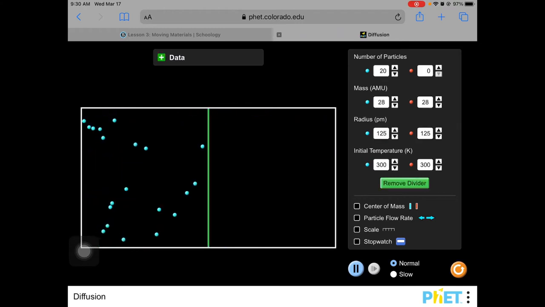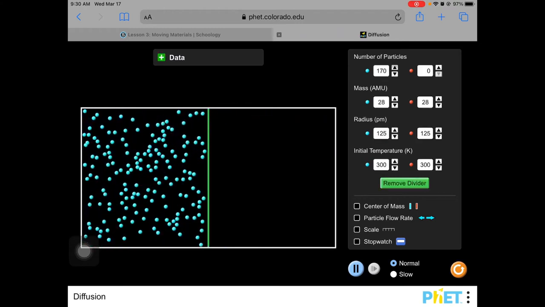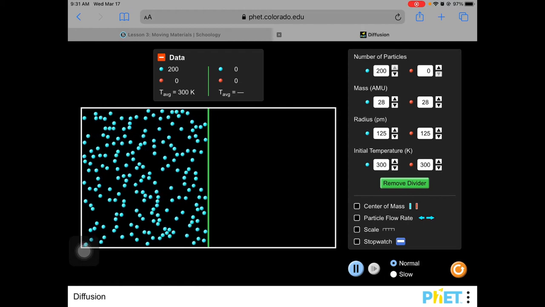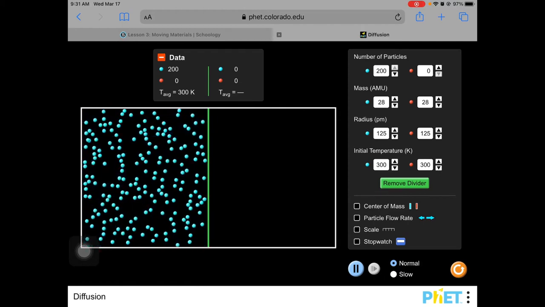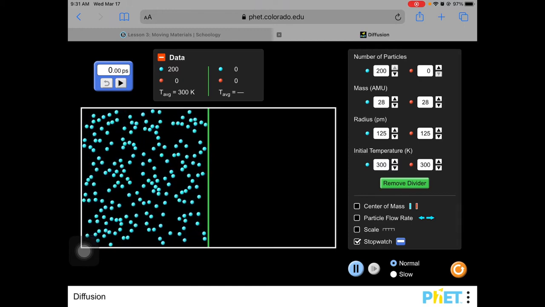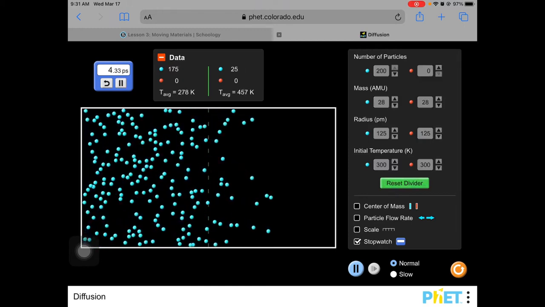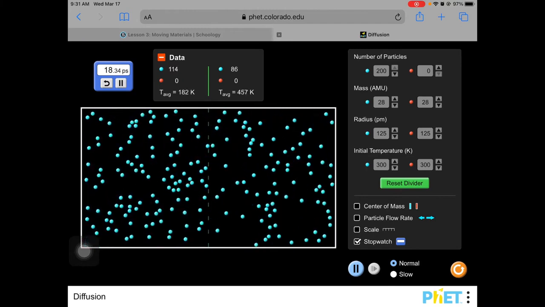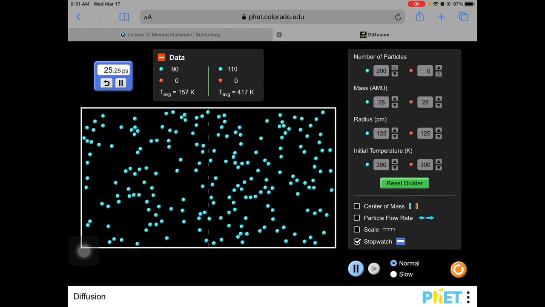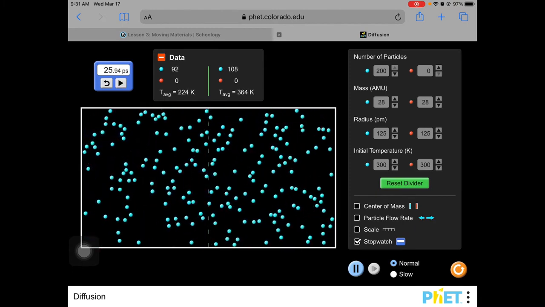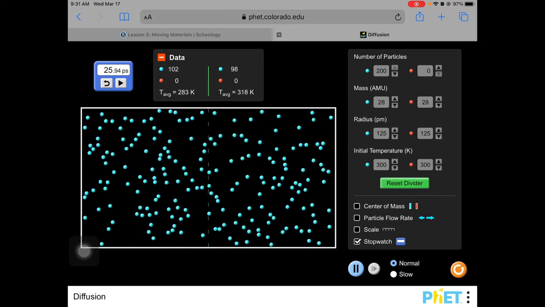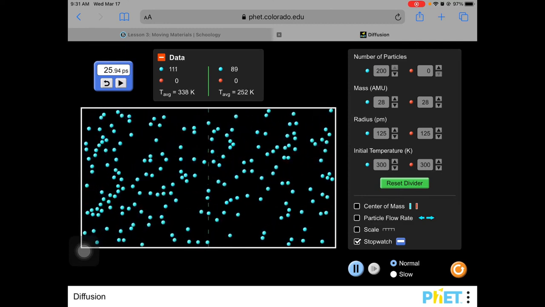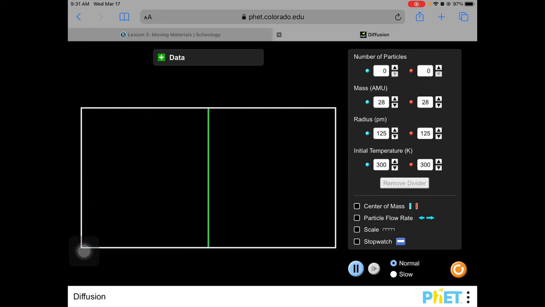I'm going to continue to increase that number and see if my theory is correct. The more particles, the higher the concentration, the faster it's going to be able to diffuse. And I see again that it diffused relatively quickly. It only took about 22 seconds that time. So the concentration matters. A higher concentration tends to diffuse much faster than a lower concentration.